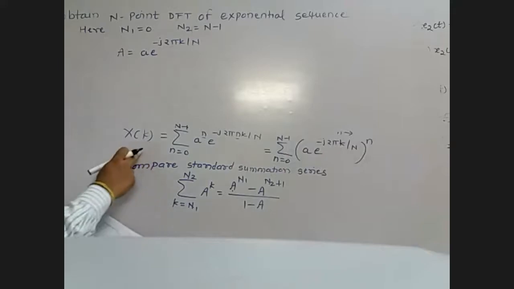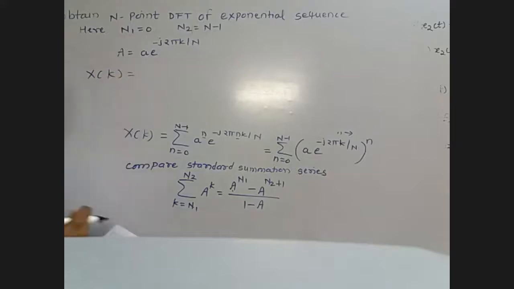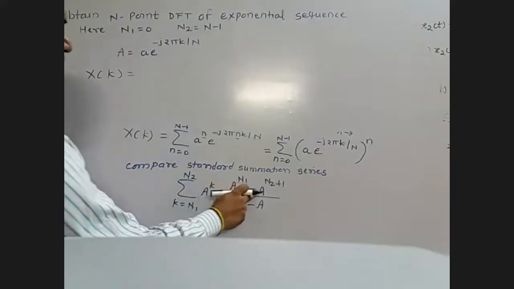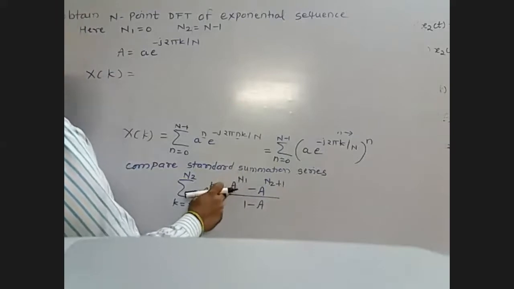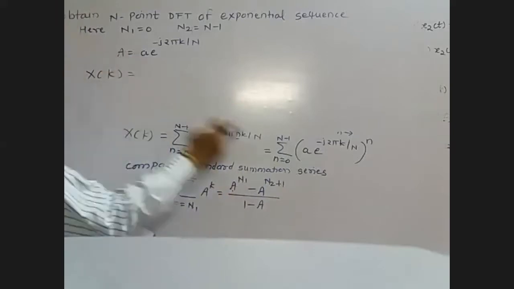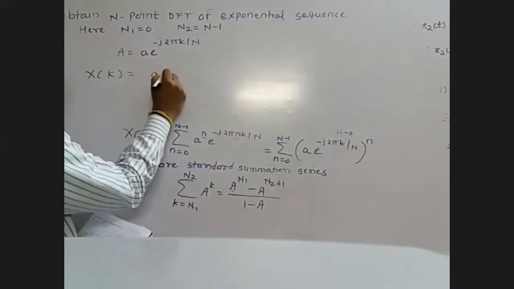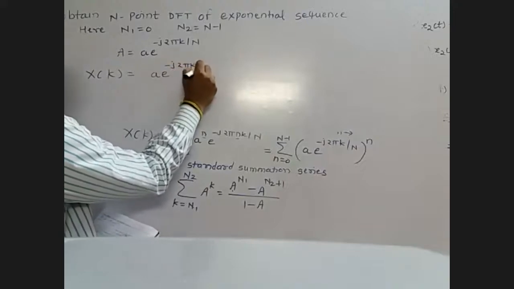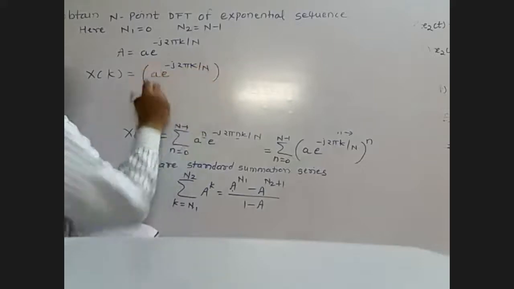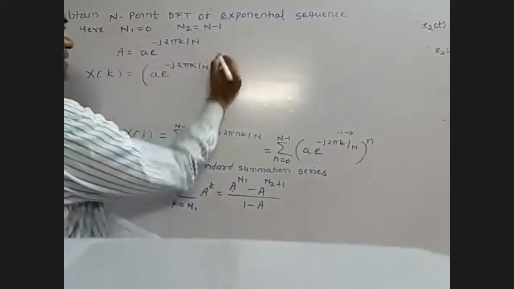Now we put in our expression, that is x of k. So that's why we will write here the x of k in this fashion: a raised to n1 minus a raised to n2 plus 1 upon 1 minus a. So I write here the value of a. A already we calculated here. We will find it just by comparison. So I write here a e raised to minus j 2 pi k by n raised to n1. N1 value is 0. So I write here 0.